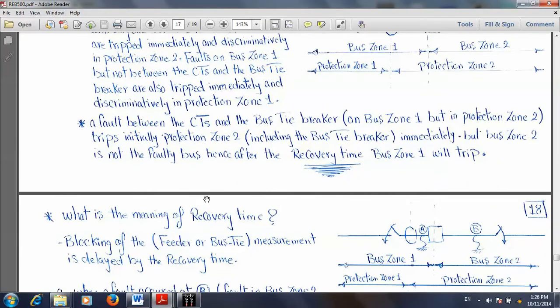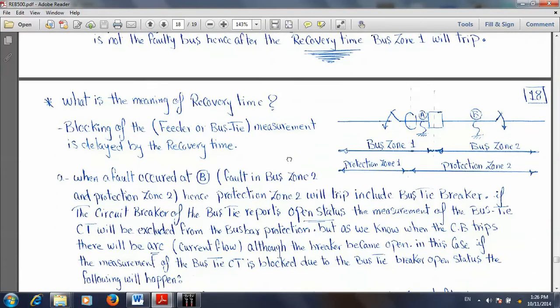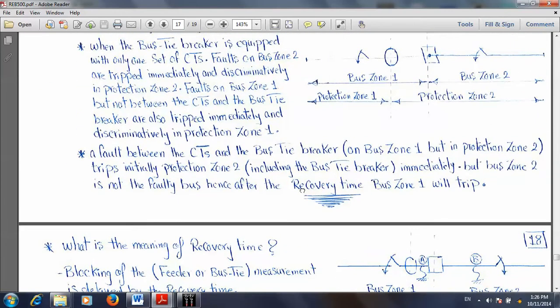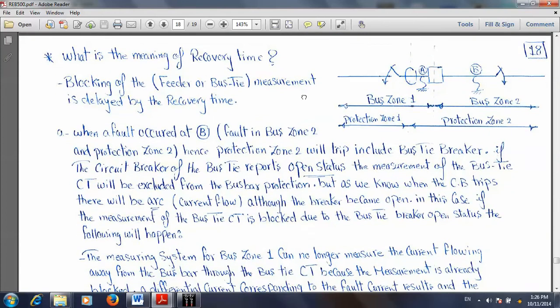Okay, what's the meaning of reclaim time here? To understand the reclaim time, we have to study two types of faults, or two different places of faults. If I have a fault here on bus zone 2, and if I have a fault on bus zone 1 between the CT and circuit breaker. First, in case I have a fault here on bus zone 2, here protection zone 2 will trip, including also the bus tie circuit breaker. All feeders here will trip, and also the bus tie circuit breaker.